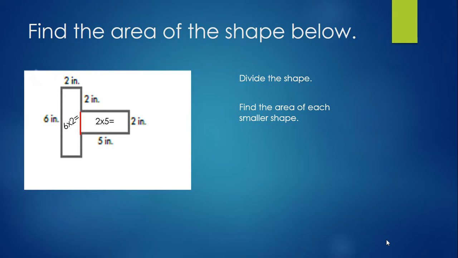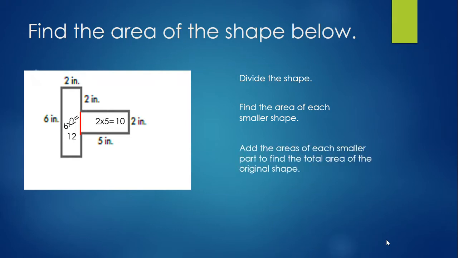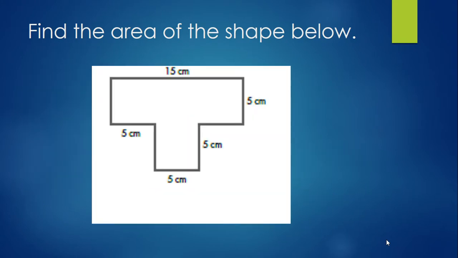I'll use my skip counting strategies to find the answer to each of those problems. 6 and 6 more is 12, and I know that 2 5s are 10. I'm going to add the areas of each of those smaller parts to find the total area of the original shape. 12 plus 10 equals 22 square inches.